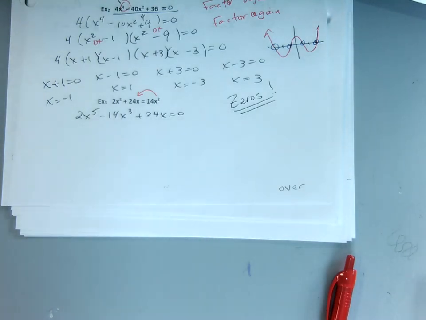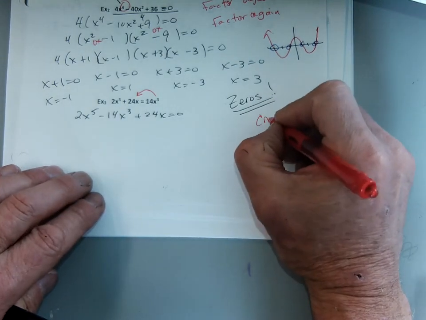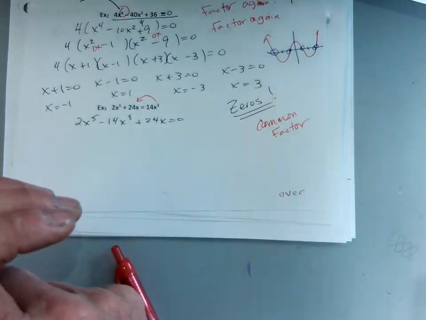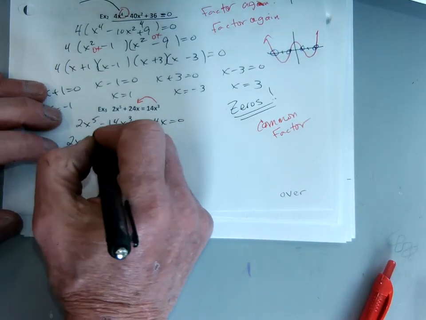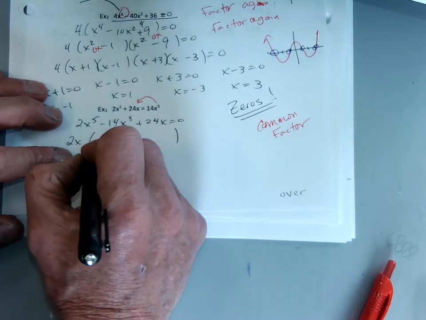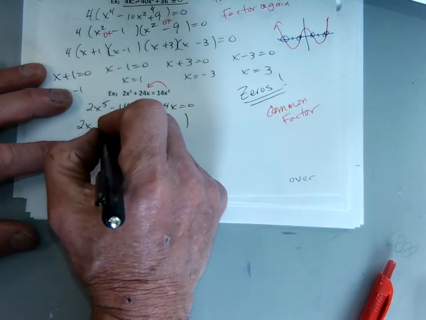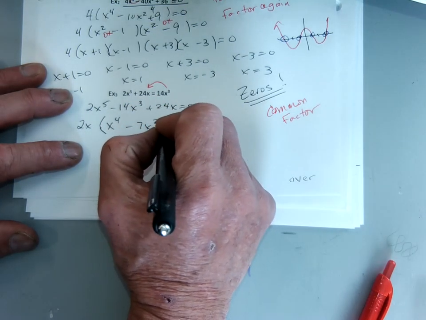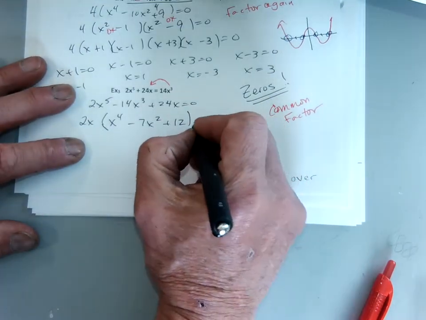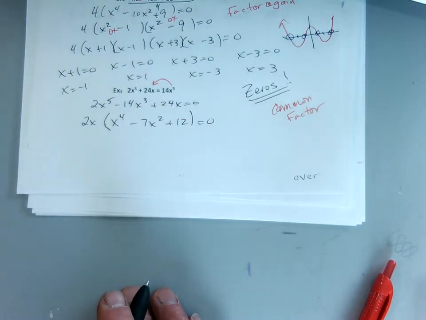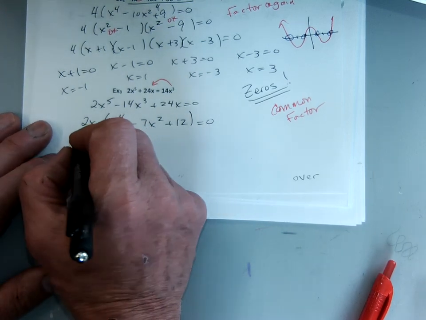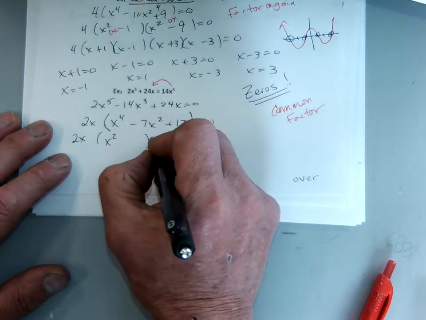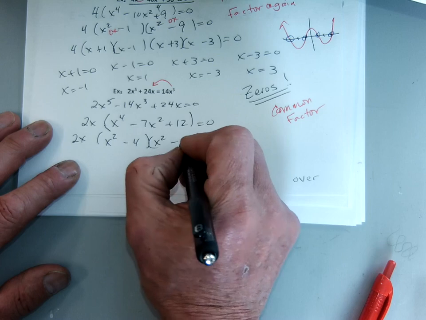So now we're going to common factor. I agree with Giselle. We're going to take out a 2x, common factor out of 2x. I'll have x to the 4th minus 7x squared plus 12 equals 0. This will factor, that's exactly right. x squared minus 4, x squared minus 3, right?